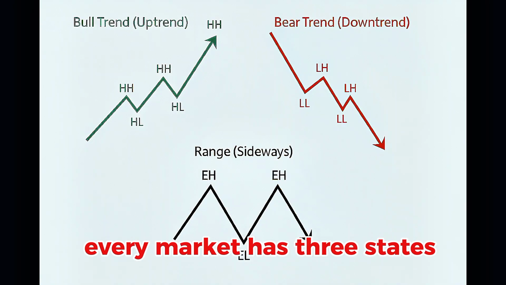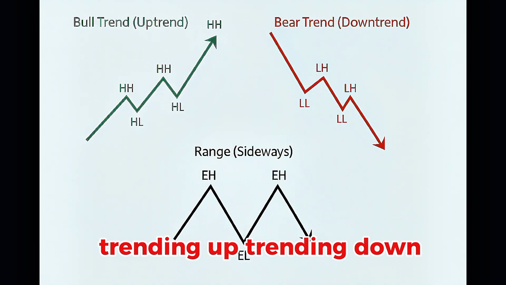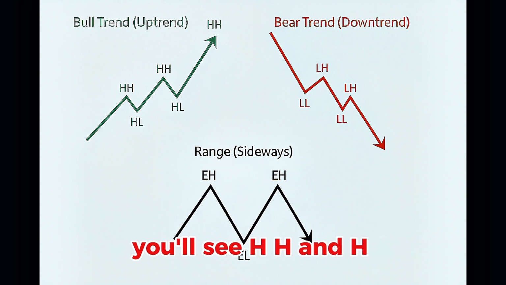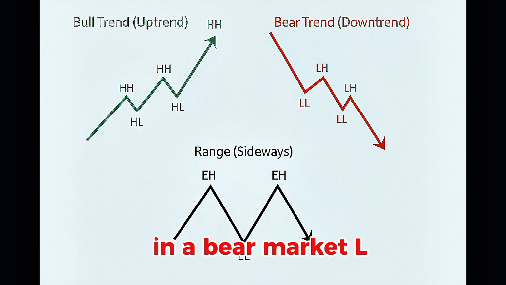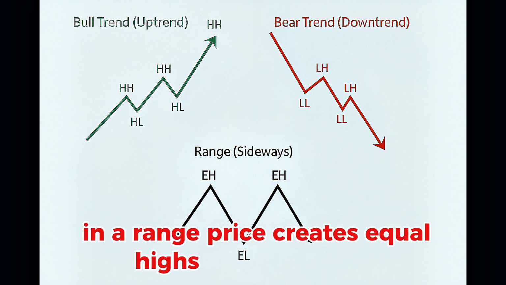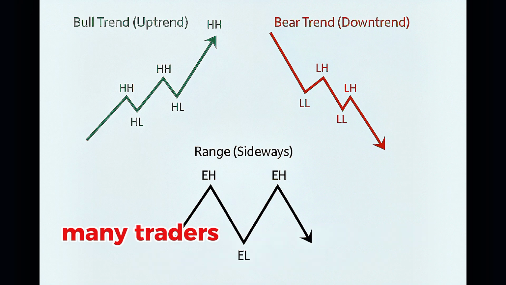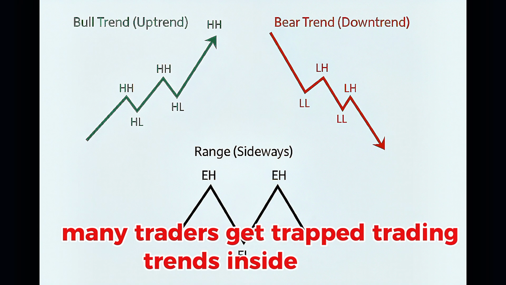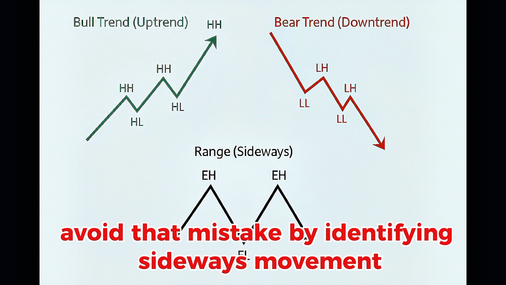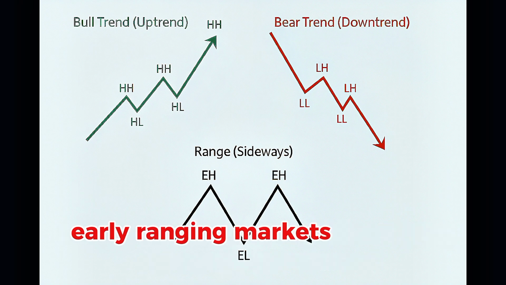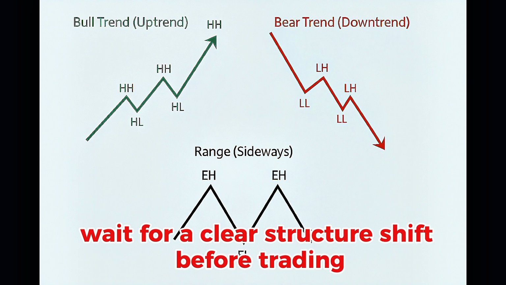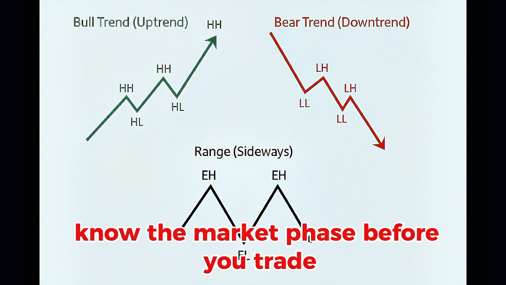Every market has 3 states: trending up, trending down, or ranging. In a bull market, you'll see HH and HL. In a bear market, LL and LH. In a range, price creates equal highs and equal lows. Many traders get trapped trading trends inside ranges. Avoid that mistake by identifying sideways movement early. Ranging markets are filled with false breakouts. Wait for a clear structure shift before trading. Know the market phase before you trade.